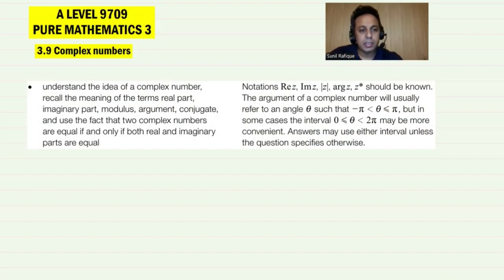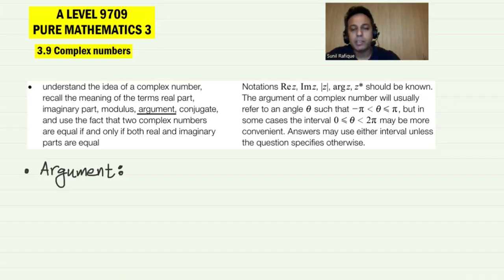Okay, now let's take a look at the word argument. What is argument? You see, it's written over here. We just discussed modulus. Just like modulus is the length of a complex number, argument is the angle that a complex number makes with the positive real axis on the Argand diagram. Now you need to listen to this again. So let me take an example, the same complex number which I discussed earlier.